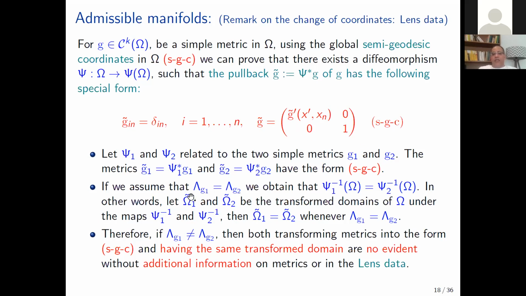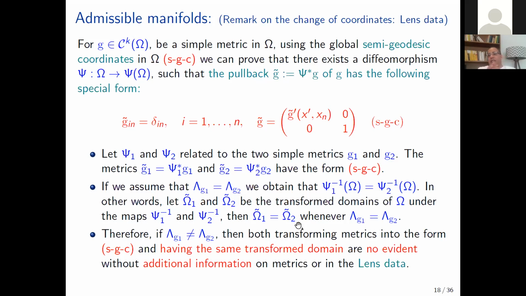Now, if you assume that, moreover, we have the same global Dirichlet-to-Neumann map, we can prove that the transformed domains of Omega by the maps psi1 minus 1 and psi2 minus 1 are the same. In other words, if you consider Omega1 tilde and Omega2 tilde to be the transformed domains of Omega under the maps psi1 minus 1 and psi2 minus 1, then we have Omega1 tilde equals Omega2 tilde.